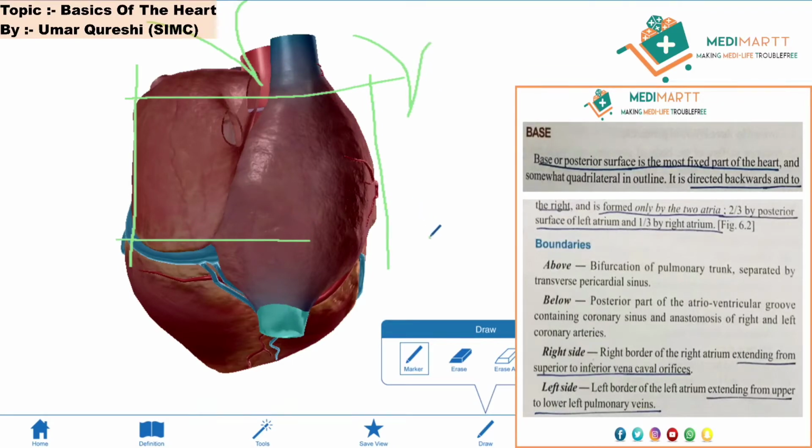Assume that something is coming like this and at this point it is bifurcating. Bifurcating means it is dividing into 2 parts. Bi means 2, that's why it is divided into 2 parts, that's why it is bifurcating. So the above boundary is the bifurcation of the pulmonary trunk, separated by the transverse pericardial sinus.